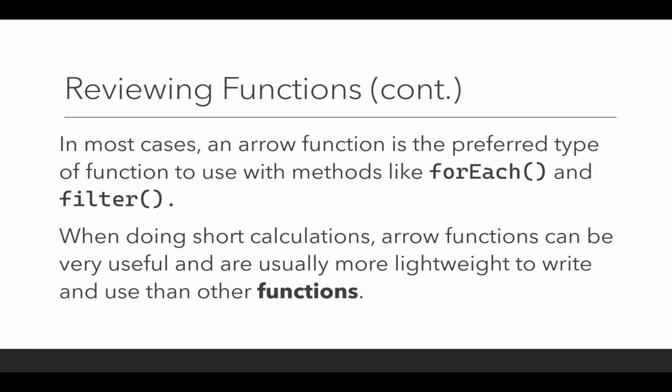So when doing short calculations, arrow functions can be incredibly useful and are generally more lightweight to use and are often easier to write than other functions using the function keyword, giving it a name, or especially even using an anonymous function. So arrow functions are a special type of function, but again, do not have access to the this keyword and do not have names. So let's go look at some code in VS Code, and I'll talk about this a little bit more.